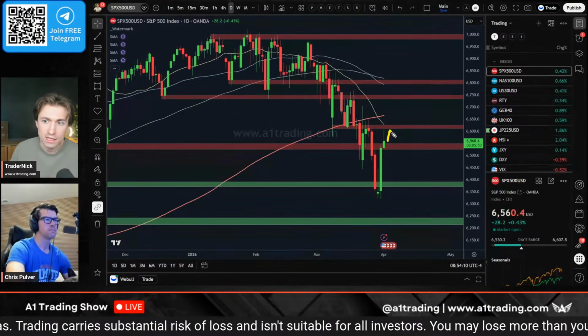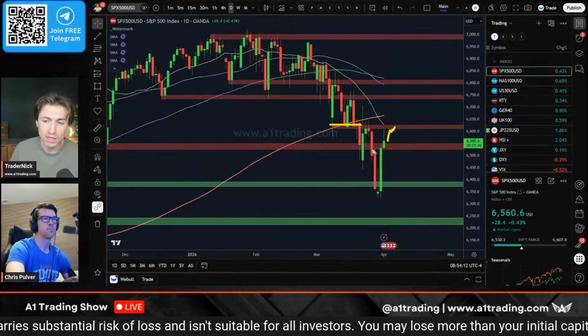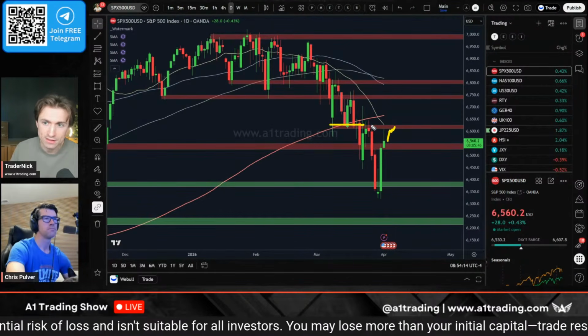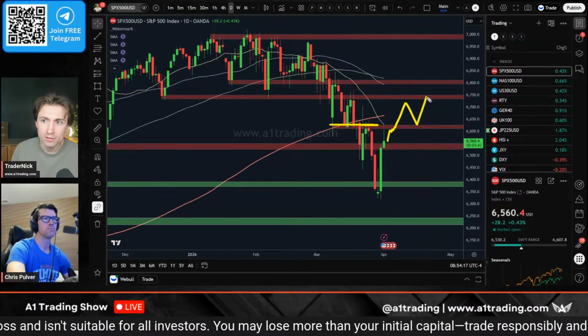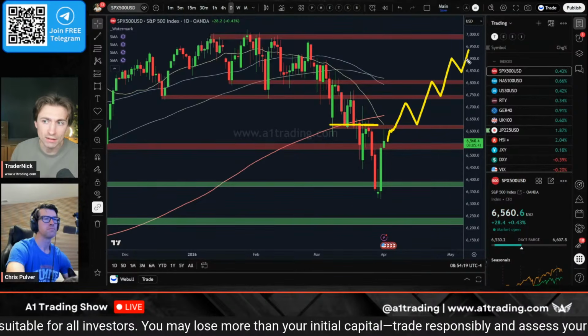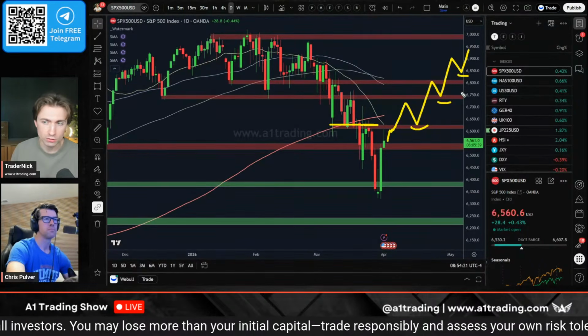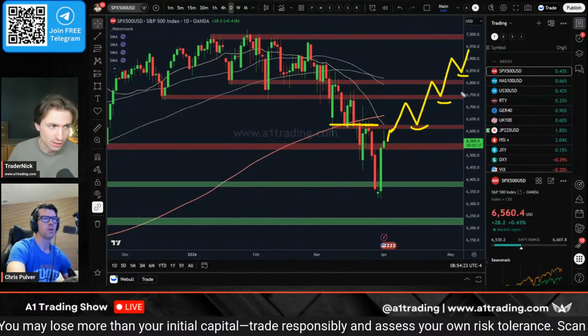So if we were to see what has been major levels of support then turned resistance, and we start to see that kind of pattern, then from a technical momentum perspective, yeah, maybe we're looking to trade the reversal higher, and I'd put a stop on that.